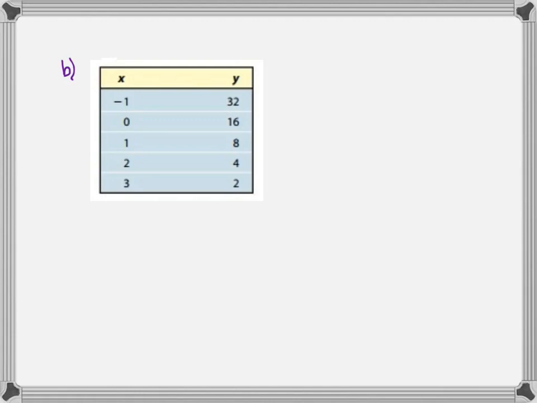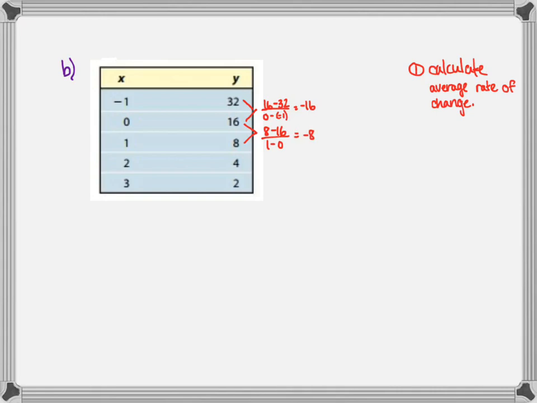Okay, let's look at another table. So let's again start by calculating the average rate of change. So here we have 16 minus 32 over 0 minus negative 1, which is negative 16. 8 minus 16 over 1 minus 0, which is negative 8. 4 minus 8 over 2 minus 1, which is negative 4. 2 minus 4 over 3 minus 2, which is negative 2. These are not the same, so it's not linear.